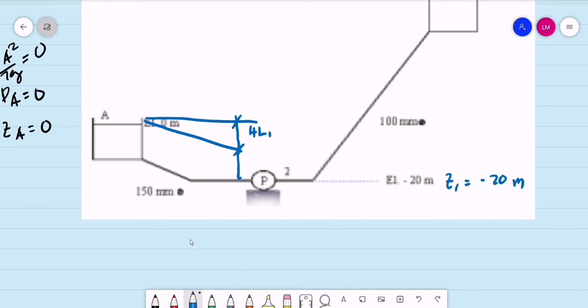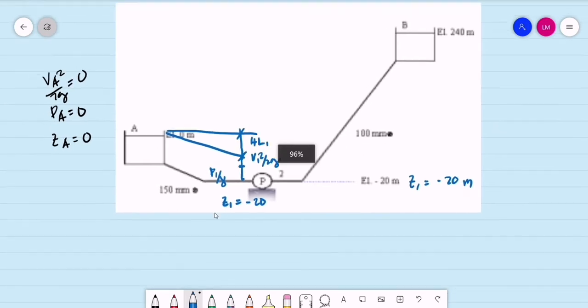So, kakailanganin din natin dito yung kanyang pressure head. Yun yung P1 over gamma, which is yun yung required. At saka yung kanyang velocity head, the V1 squared over 2G. So, ito yung mga kailangan natin. Okay, we have the elevation head, pressure head at saka velocity head. At saka yung head loss number 1.